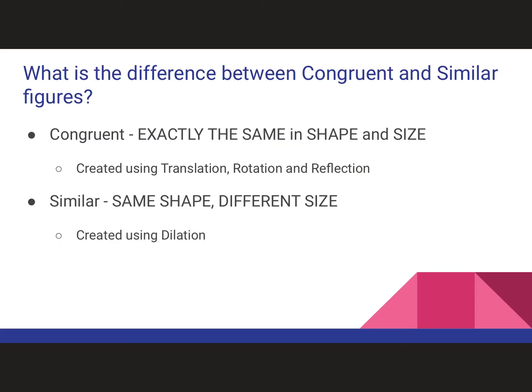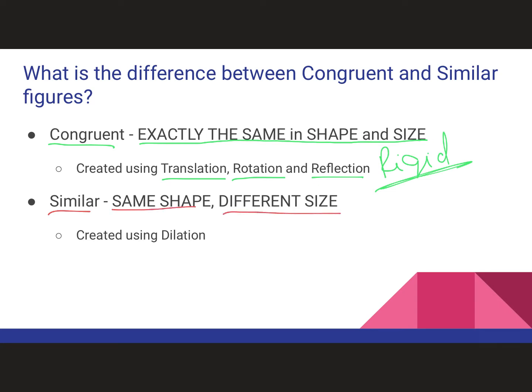So let's talk about what is the difference between something being congruent and being similar. Congruent means exactly the same in shape and size. So we create them using translation, rotation, reflection. That's why these are called the rigid transformations. Rigid means unchanging. We can make similar figures, those are figures that have the same shape but different size, by using dilation.